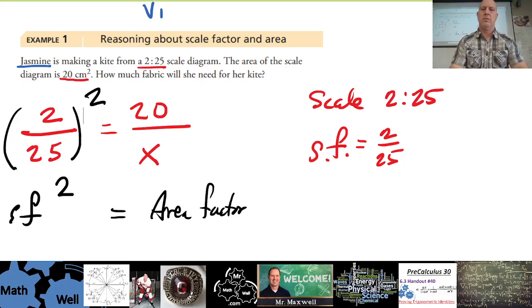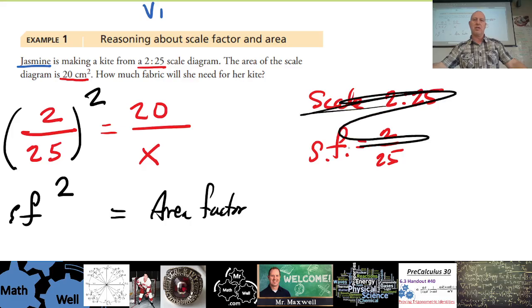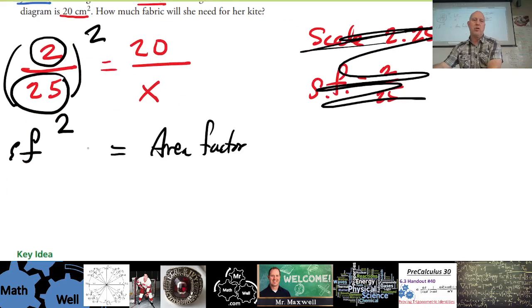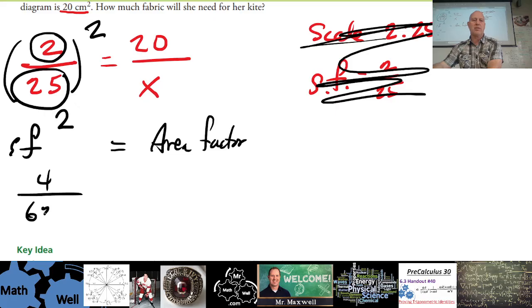Okay, pause. There's a bit of a discrepancy whether the scale factor is actually 2 over 25 or 25 over 2. We'll maybe come back to that. This is actually not necessary. But if you have 2 over 25 as the diagram, and the diagram here is the 20, this is area, so yes, you do have to square the scale factor. So this is going to be 4 over 625, since 25 squared is 625, equals 20 over x. Now we solve for x by cross multiplying and dividing.